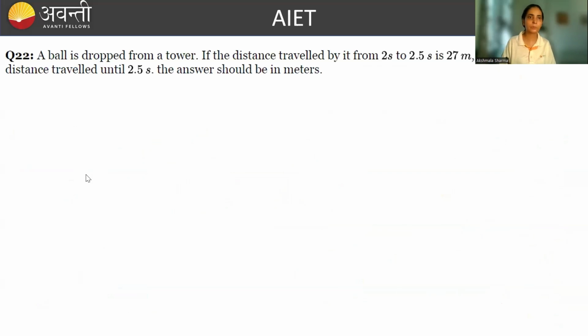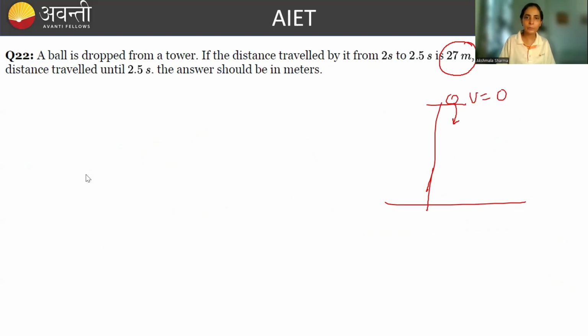Now let's move on to the next question. The next question is: a ball is dropped from a tower. If the distance traveled by it from 2 seconds to 2.5 seconds is 27 meters, what is the total distance traveled until 2.5 seconds? So there is a tower, and from here you are dropping a ball. Dropping means initial speed is 0. And here it is given that from 2 seconds to 2.5 seconds it is covering 27 meters.